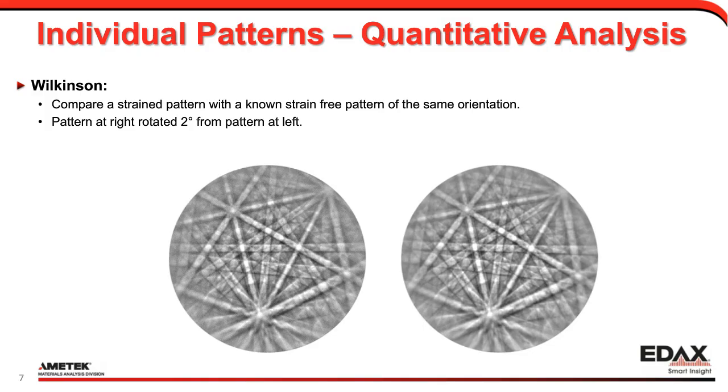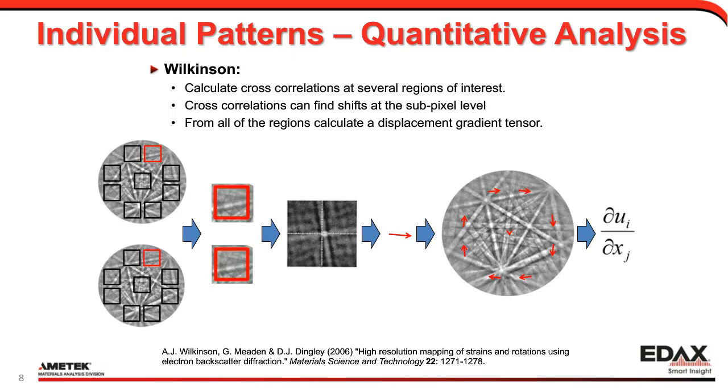So in his work, you compare two patterns. In this case, I've just manually rotated a pattern 2 degrees, just to show the idea. But you could also have not just a simple rotation, but a change in the zone axis positions due to elastic strain. In that case, the lattice is being stretched, as opposed to the dislocations, where we have the plastic strain I showed before. So Wilkinson's method, and I put one of his references there, but he's got quite a few really good papers on this subject.